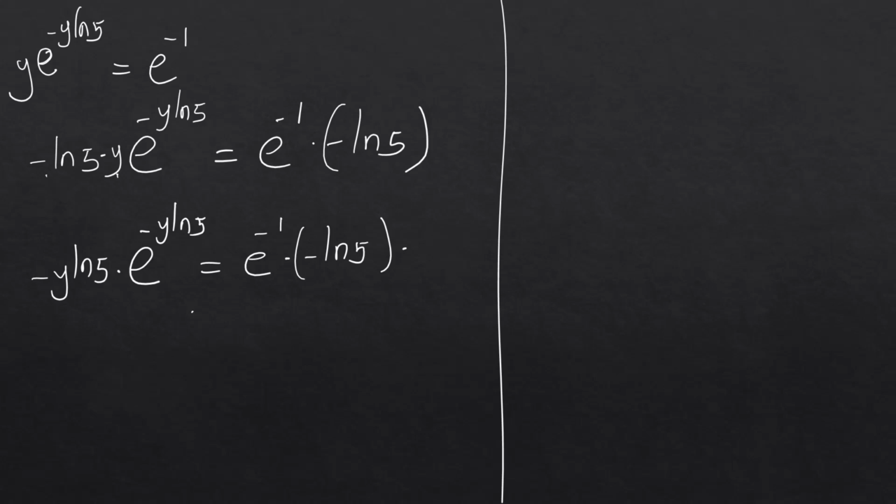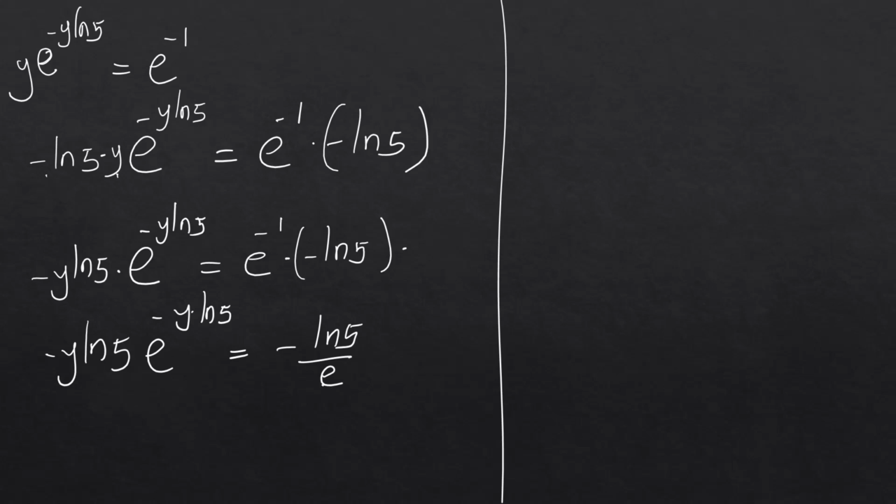Look at this. Let me rewrite it to make it look good. e raised to the power minus y ln 5 is equal to minus ln 5 divided by... I'm sure you know that, because anything raised to the power minus 1 is simply 1 over that. So that is why I'm here.